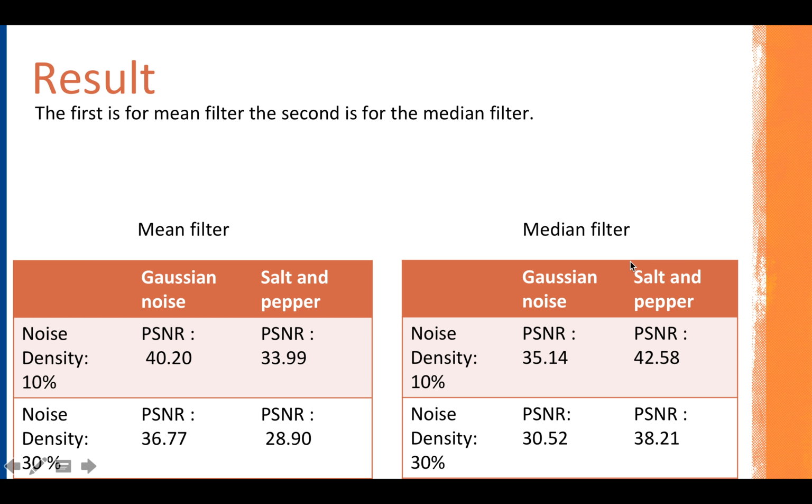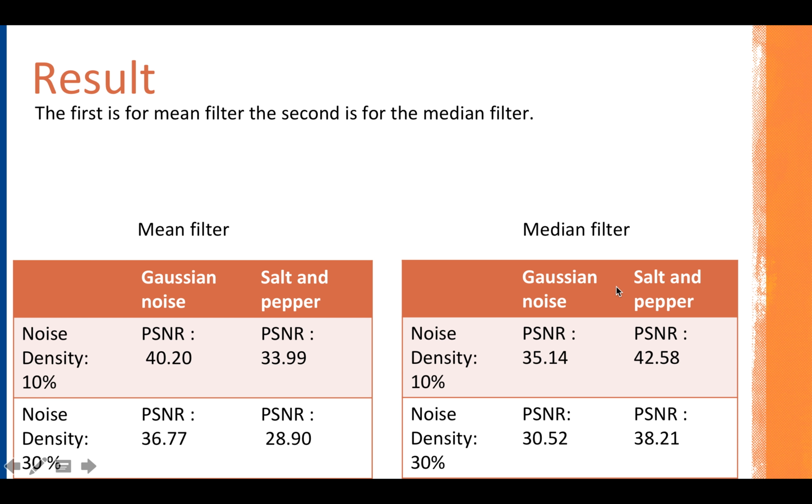When we finished the tests, we got some results. In this project, I used two noise densities, 10% and 30%, and two kinds of noise, Gaussian noise and salt and pepper noise. Here is the result for the mean filter, and here is the result for the median filter. The measurement is PSNR.